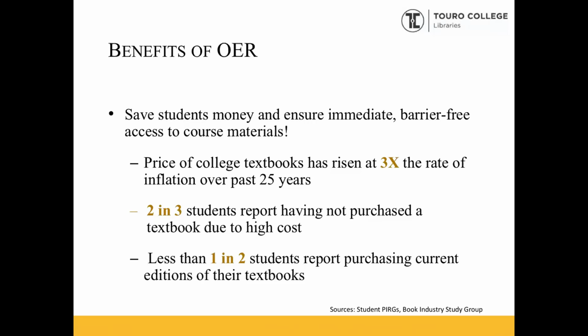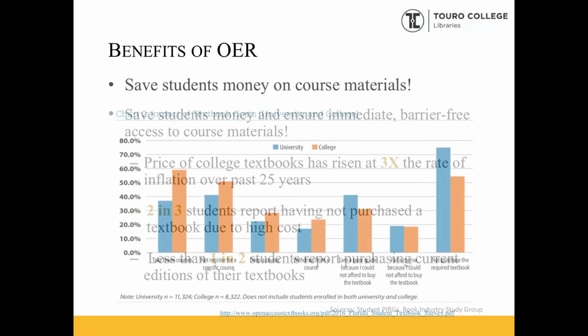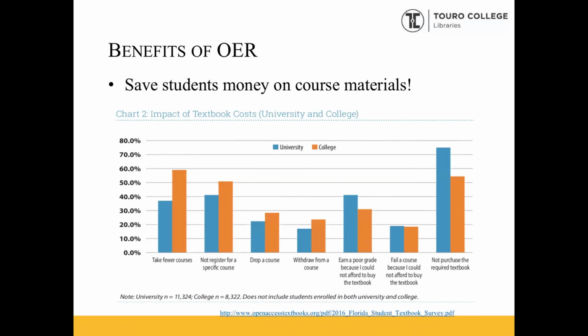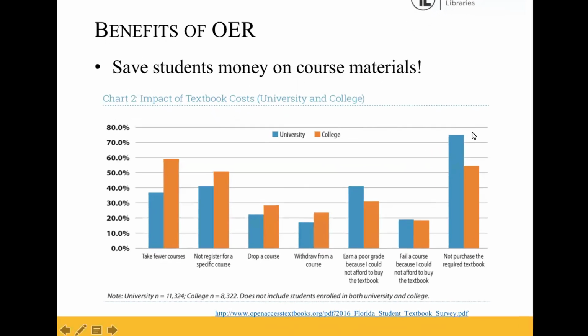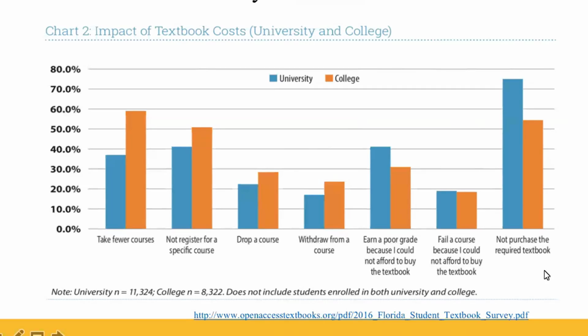And that is also true here at Touro College. In this chart, we can see the impact of textbook costs on university and college students. On the right, we see that a very high percentage of students do not purchase the required textbook, and that has many impacts. They can fail the course because they can't afford the textbook, so therefore they can't learn. They can also earn a poor grade for the same reason, or they can withdraw and drop a course.